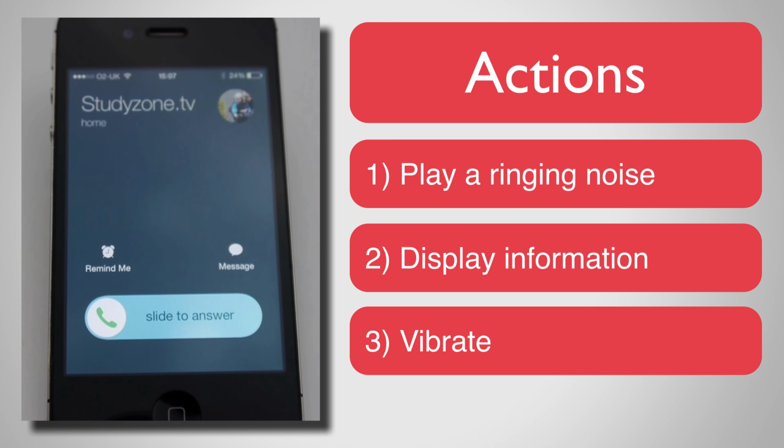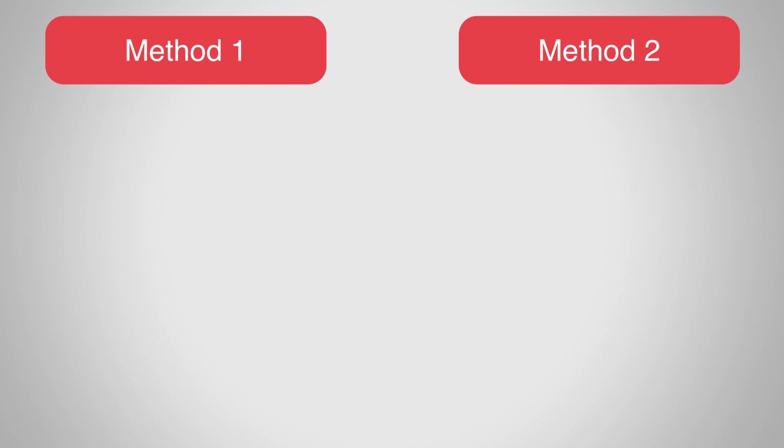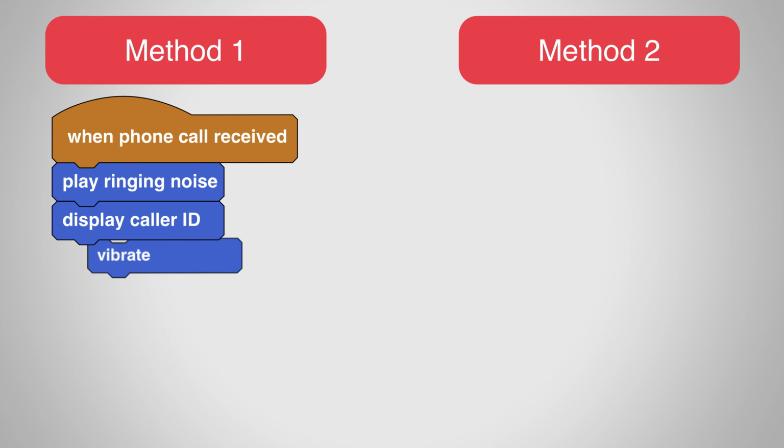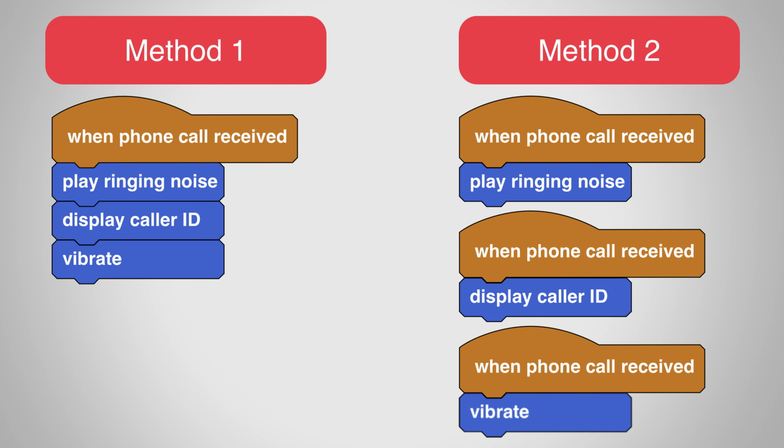Let's have a look at the two ways this could be programmed on a computer. The first is to sequence our action blocks one after the other. The second is to run each action block from its own trigger. There is an important difference between the two, which we need to understand.